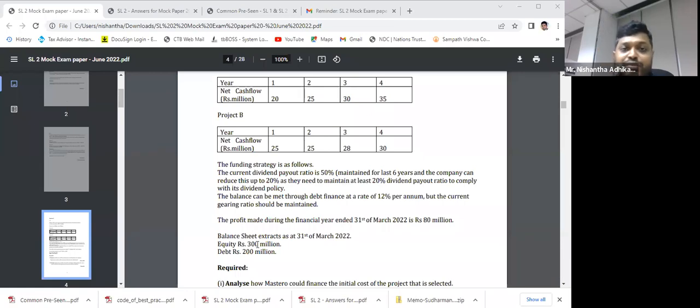Now you need to decide whether you are going to distribute 50% of it, in which case you have to fund the entire 70 million from the market. Or you can reduce it to 20%, which means you can save 30%. If you pay a 50% dividend, then 40 million you have to pay. If you pay 20%, then it is 16 million. That means you can save 24 million for the investment. Your total investment requirement is 70 million, so the balance is 46.